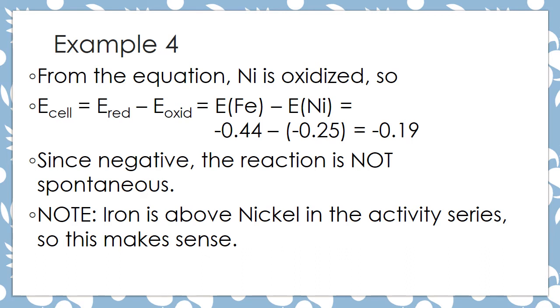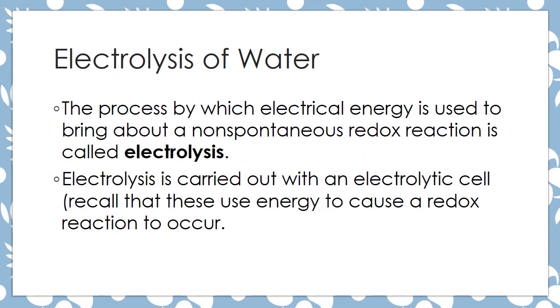Electrons will flow from iron to nickel, not from nickel to iron, which is the way this reaction was drawn. So it shouldn't happen. The check makes sense. So those were some examples. Let's talk about a prime example of the reverse of a voltaic cell, an electrolytic cell.